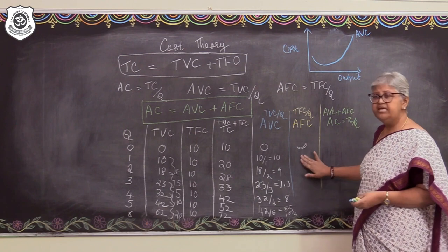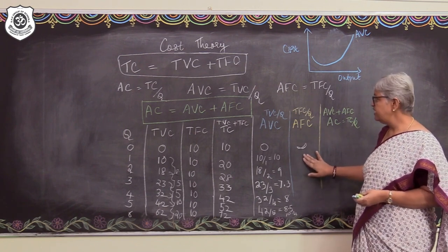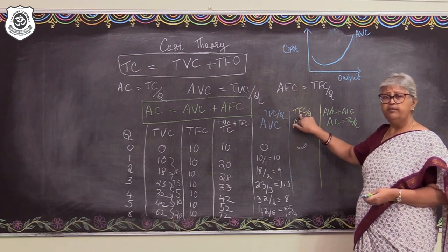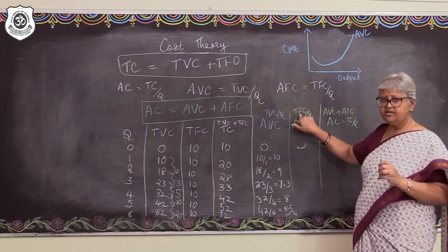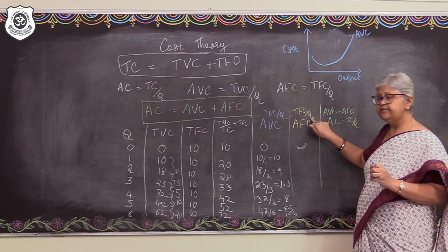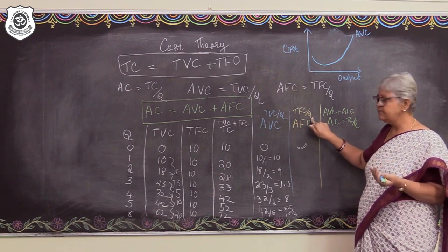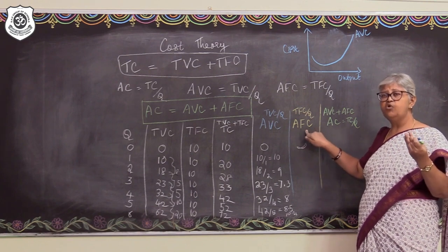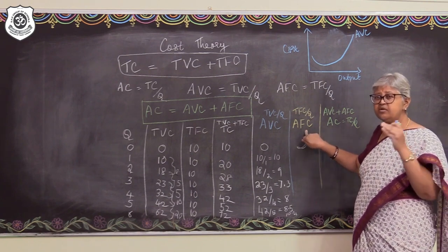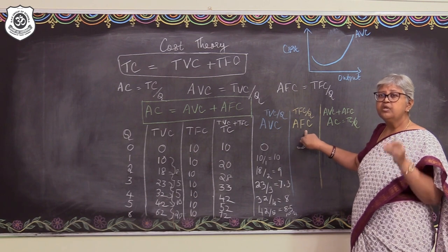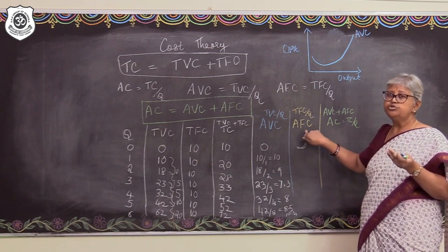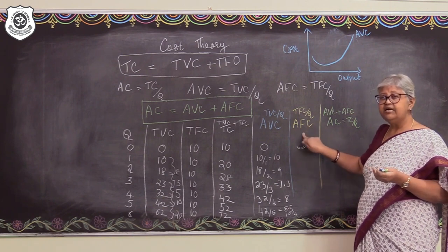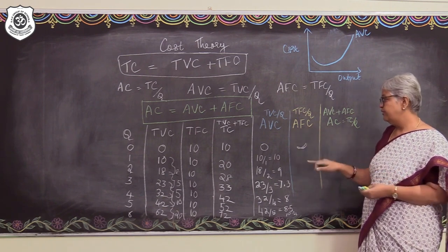So that will be reflected in the behavior of the average fixed cost. See, the numerator is going to be a fixed amount and then the denominator is going to keep increasing. AFC as a result will continuously fall. The average fixed cost curve will continuously show a decline, or the AFC will continuously fall, right?